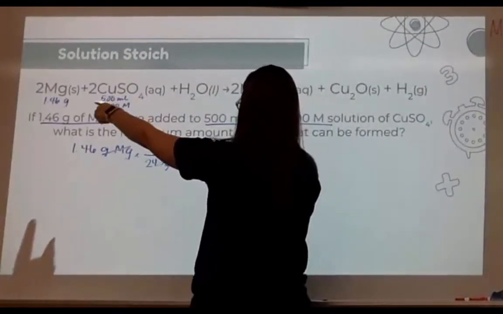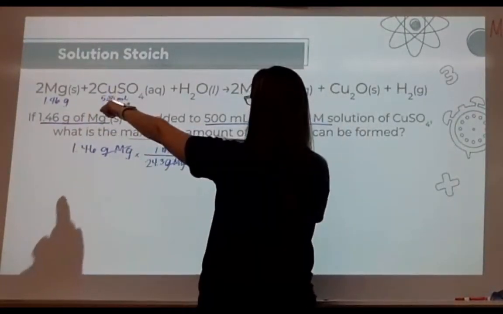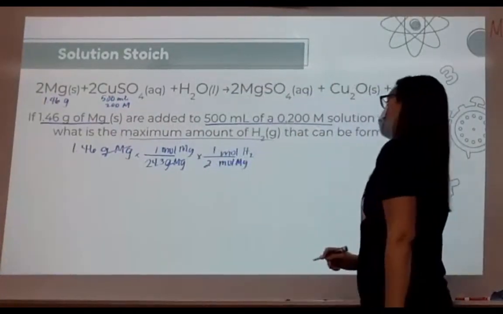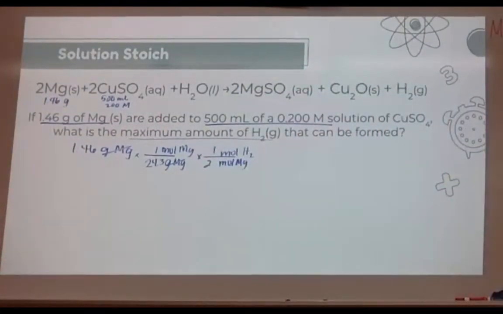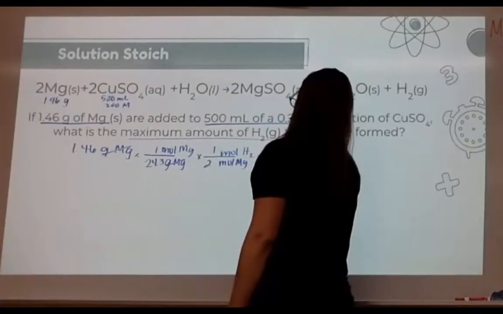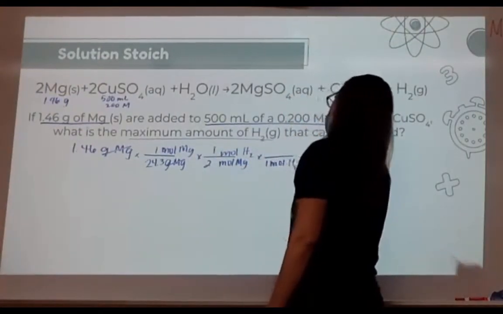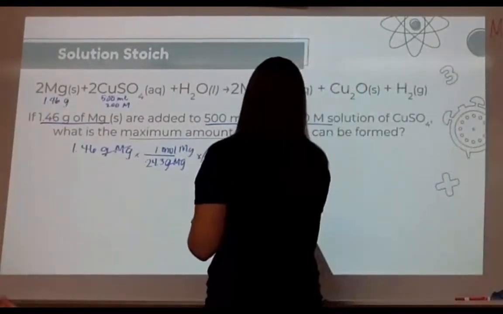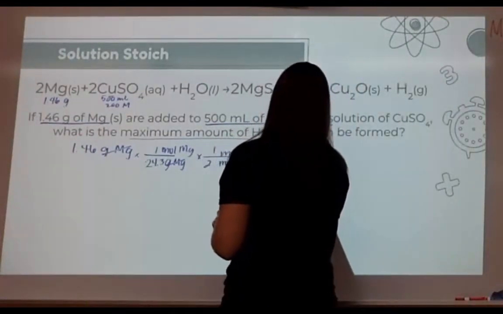So I'm going to use the balanced equation. For every 2 moles of magnesium, I make 1 mole of H2 gas. And when it asks about an amount, it's talking about mass. So 1 mole of H2. Now be careful, because this is H2 gas, so instead of being just one hydrogen, it's two. So your molar mass would be 2.016 grams.